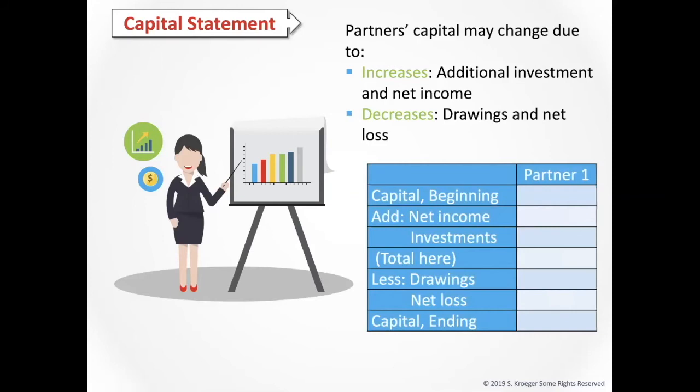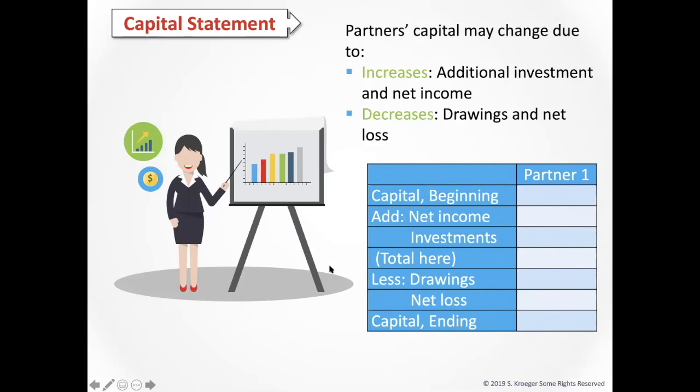This is what it looks like. I made one sample for one partner. You start with the beginning capital of the beginning of the year. Any of your additions you put in here. If there is a net income, you add that partner's share, along with any new investments the partner made, if they did make any. You're not going to be using all these lines. Total it up, and then do your subtractions. If the partner withdrew money from the partnership, that would go here. And then if there was a net loss, that would also be subtracted from it. Like I said, you're not going to have all of these lines.